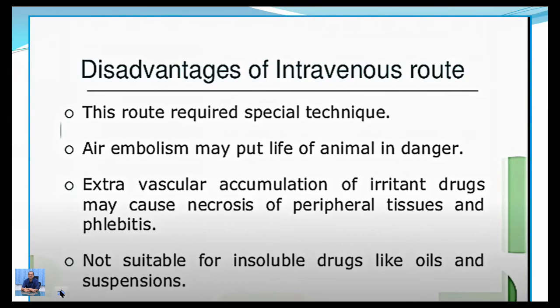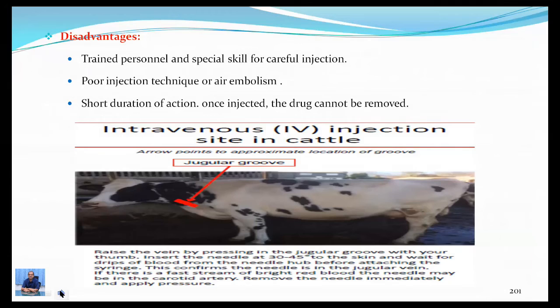And what happens? The needle may slip and come outside the vein, and extravascular injection may occur. At the site of the injection, there is formation of necrosis of peripheral tissues, and phlebitis is also one of the important disadvantages. And this route is not suitable for insoluble drugs like oils and suspensions. For example, penicillin G potassium or sodium is a miscible drug, meaning some particles are there in the injection. So such injections cannot be given intravenously.